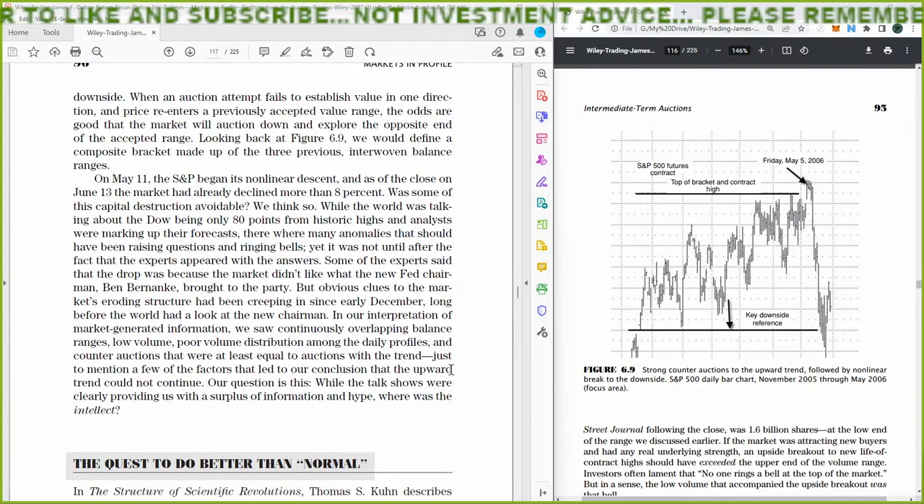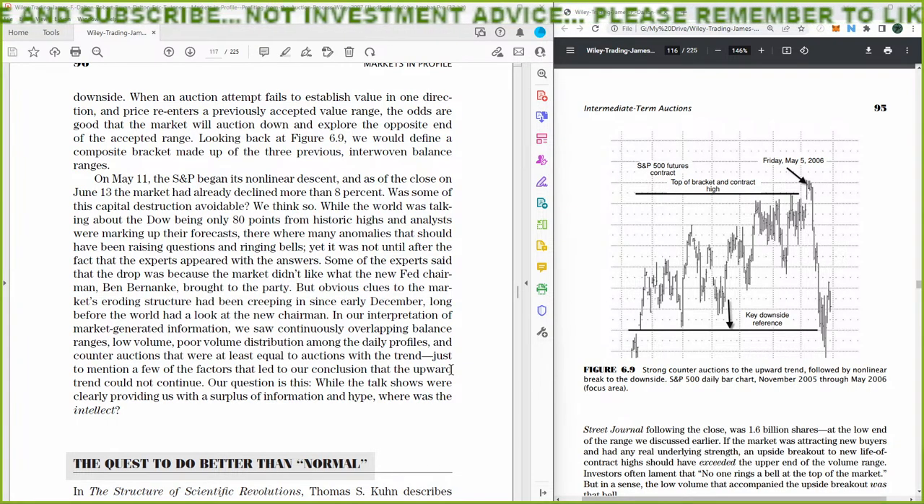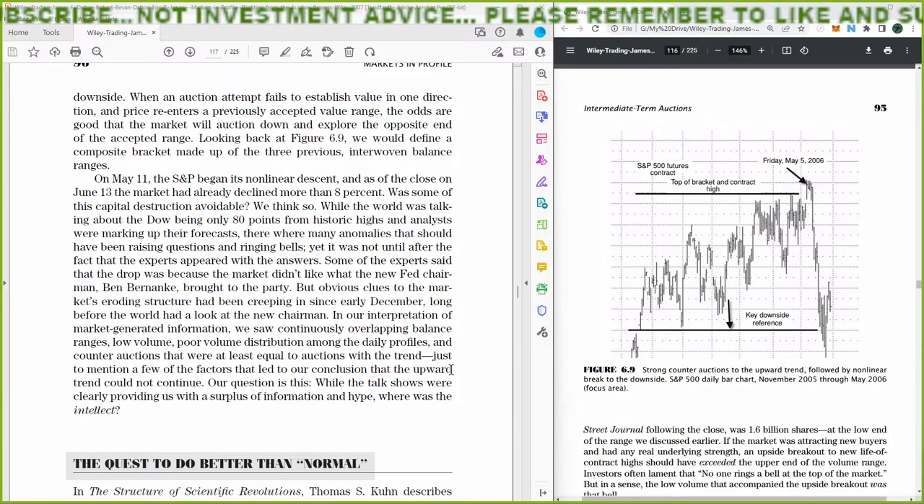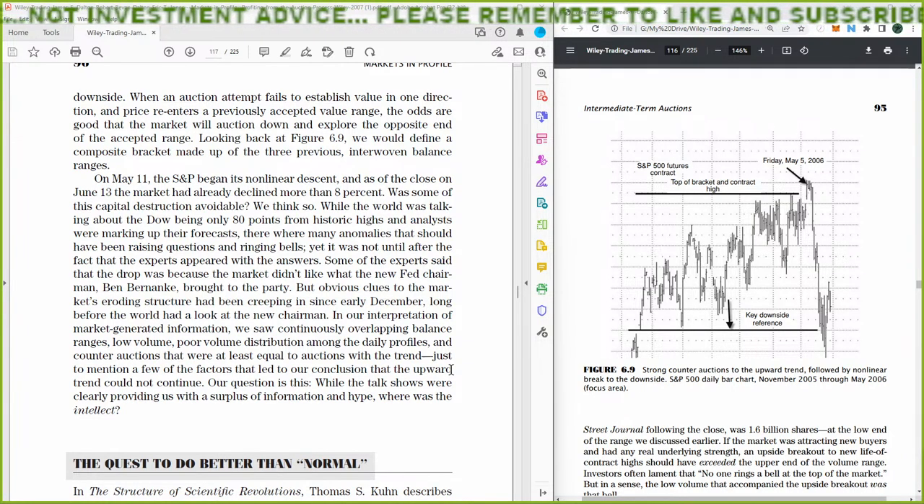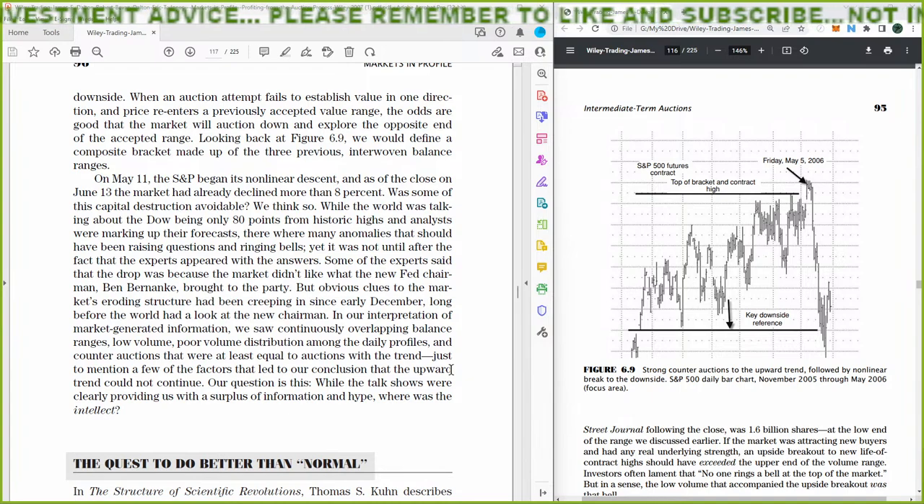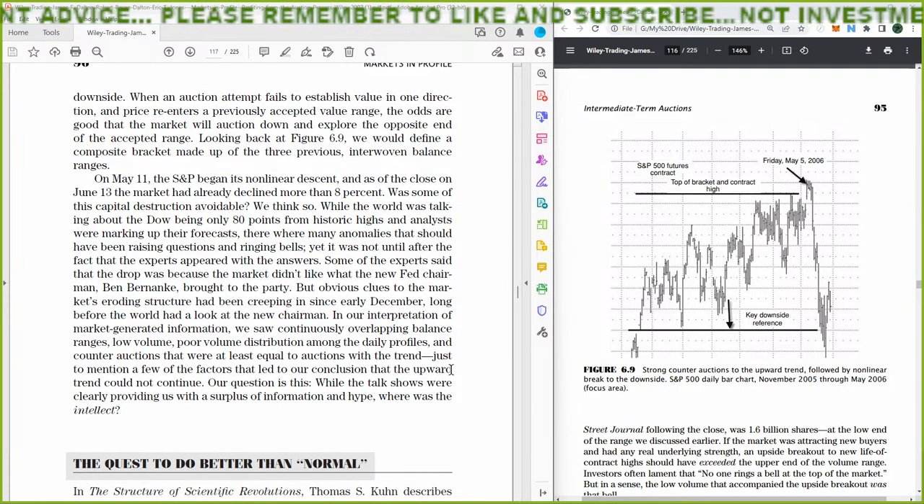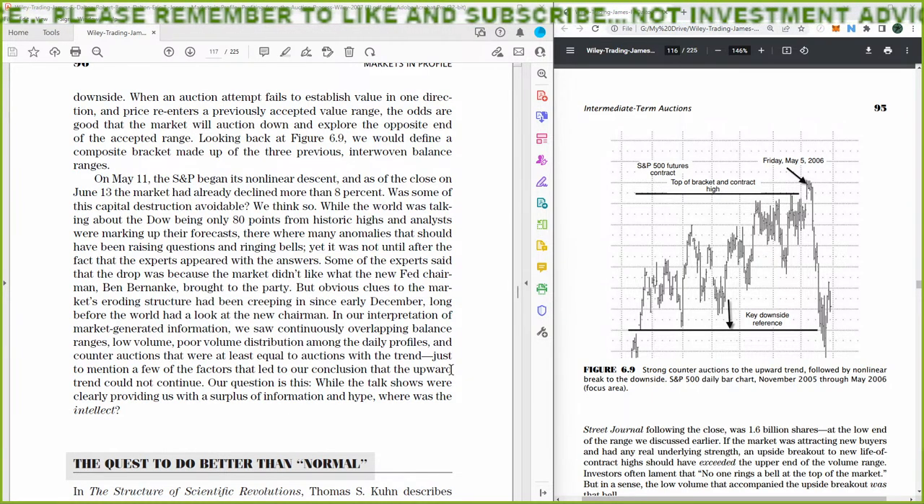In our interpretation of market-generated information, we saw continuously overlapping balance ranges, low volume, poor volume distribution among the daily profiles, and counter auctions that were at least equal to auctions with the trend.